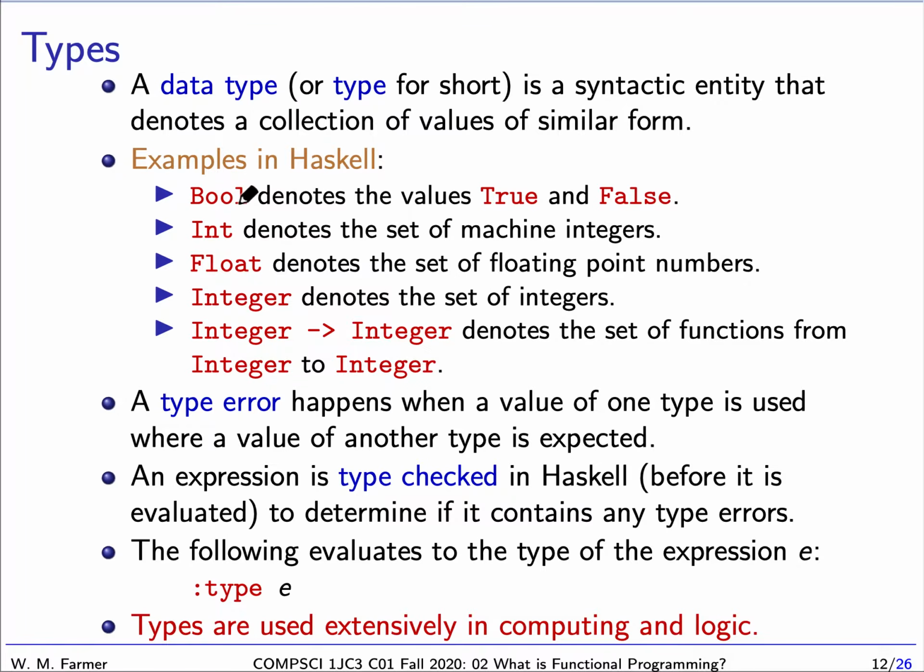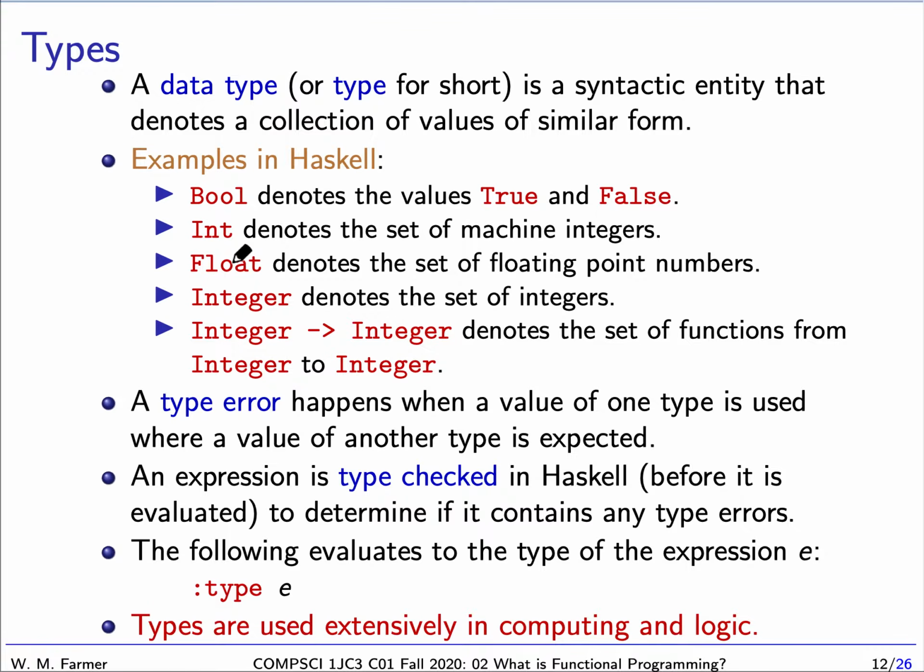We have Bool, which denotes the values True and False. Another way of saying it, Bool denotes the Boolean values, the collection of Boolean values. Int denotes the set of machine integers. Remember, these are small integers. We're going to talk more about these later. Small integers that can be efficiently stored and manipulated. But there's only a finite number of them.